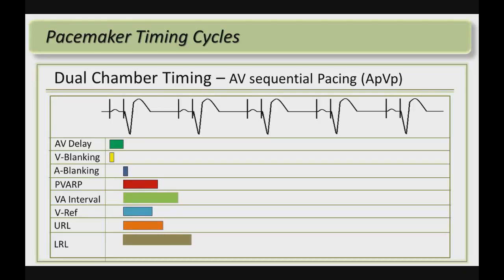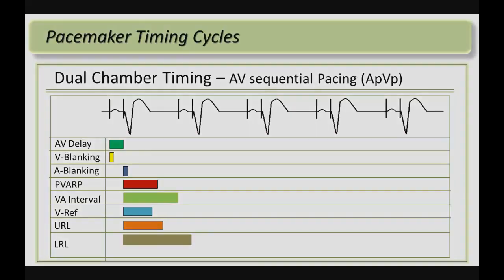We have the A blank after V pace, PVARP, which stands for post-ventricular atrial refractory period. Now the name describes it quite well. It's a refractory period for the atrium, but it starts after a paced or a sensed ventricular event. The VA interval, telling us how long after the ventricular pace until we need to atrial pace again. V refractory, our upper rate limit, and our lower rate limit.